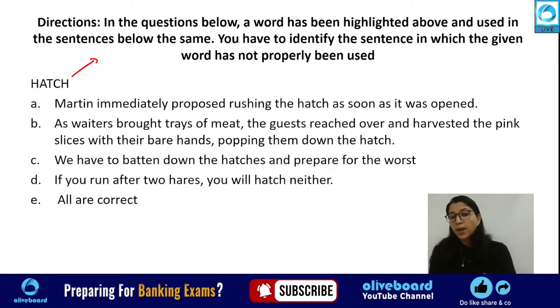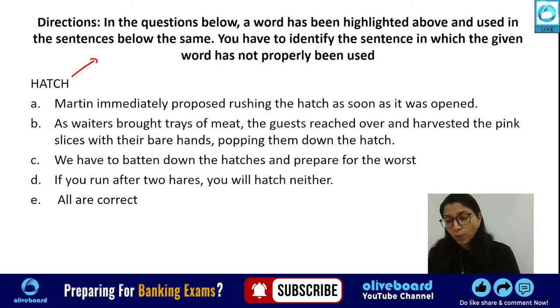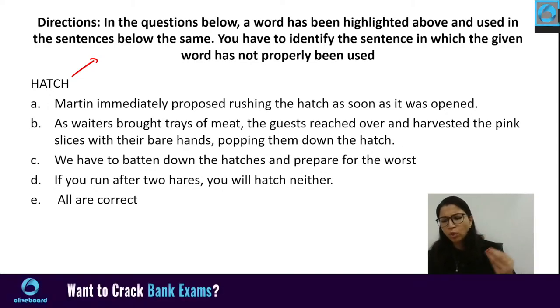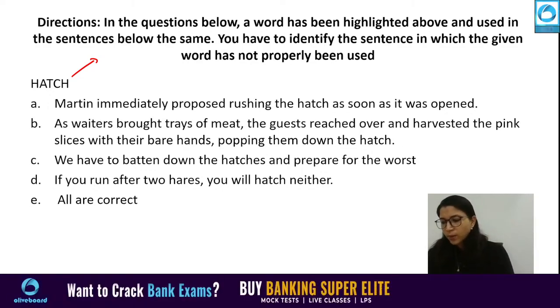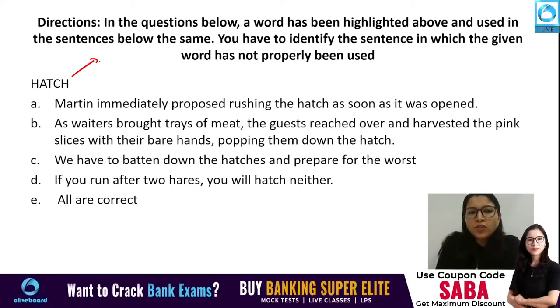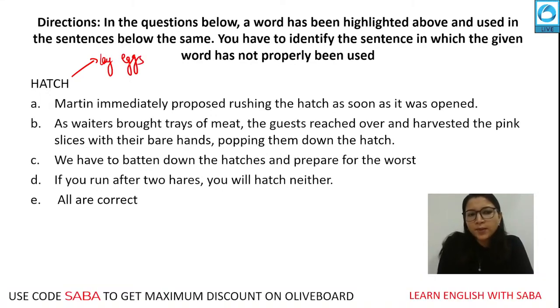All your answers were wrong. And this is the paper of RRB PO. As you know, the level of the RRB PO paper is a little lower than other exams. So, hatch in the first case we use for laying eggs, to come out of an egg.